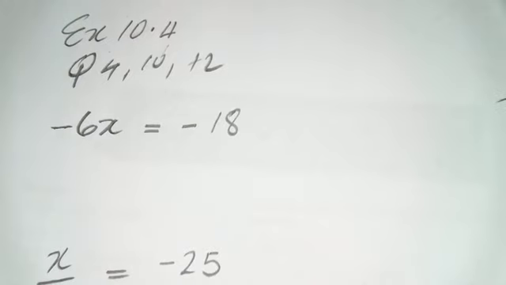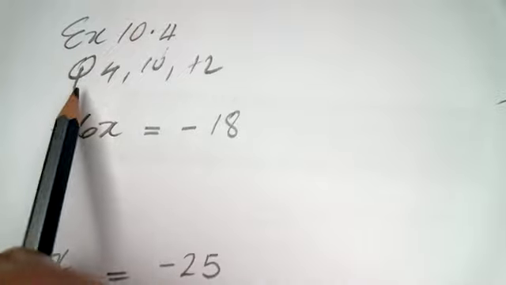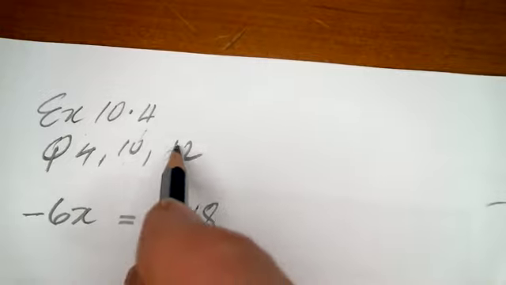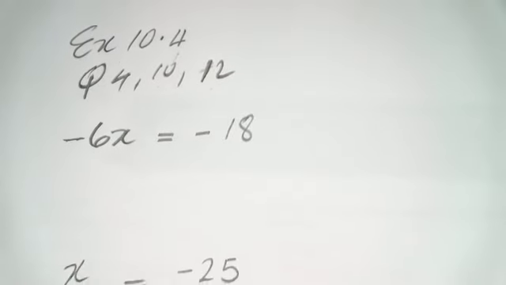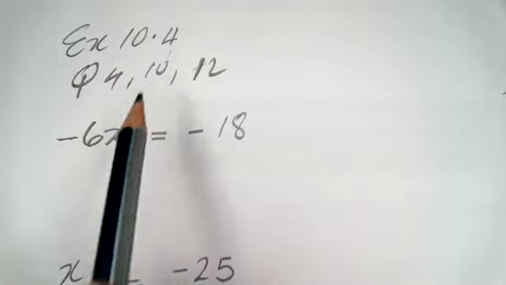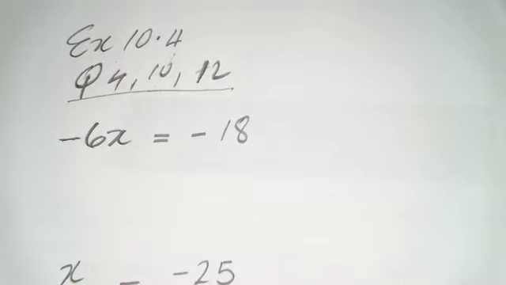Right, let's have a look at exercise 10.4. Now, I set homework being questions 4, 10, and 12. That's not a plus 1, 2, that's a 12. So what I'm going to do is not do those ones, but I'm going to do 3 that are very similar to those. So if you can do these 3, you will have no trouble, hopefully, doing those 3. All right, so let's have a look.